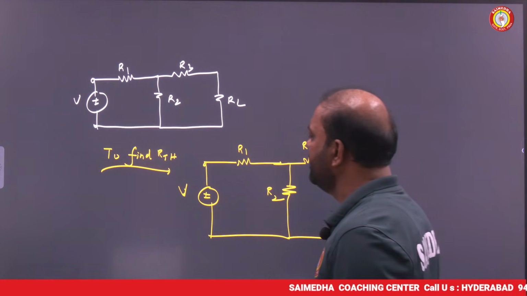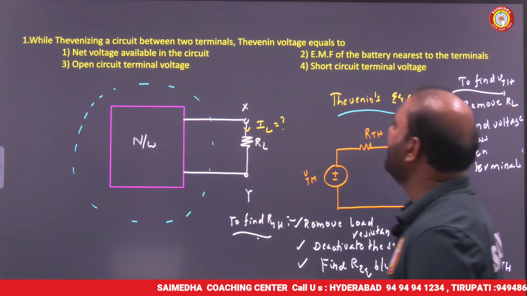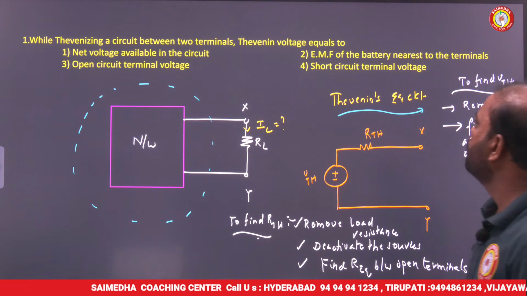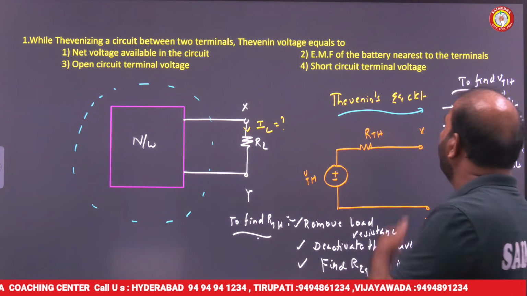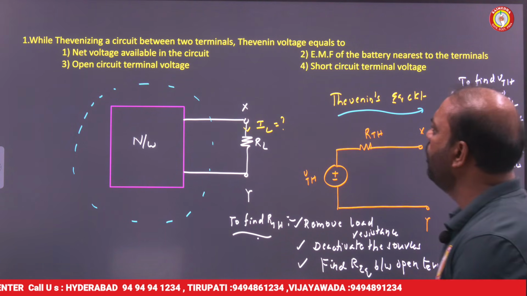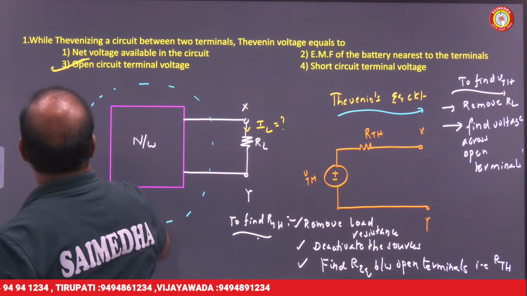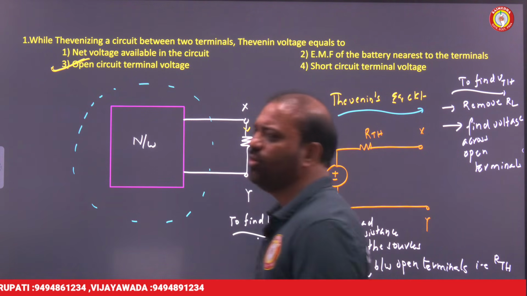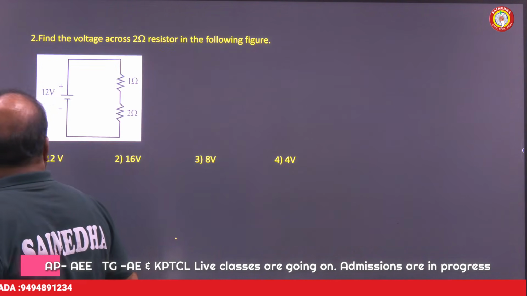So while Theveninizing a circuit between two terminals, Thevenin's voltage equals the open circuit terminal voltage. It's option 3 here. Option 3 is the right answer for this question. Clear? Let's see the next question.